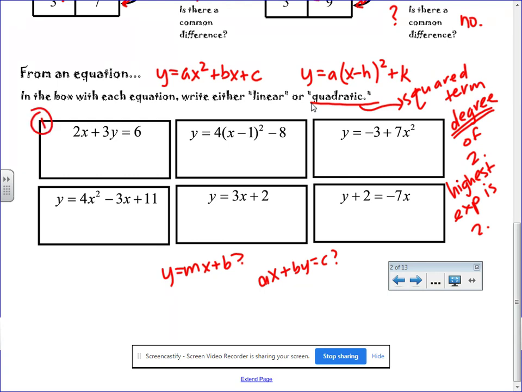So this one right here, number 1, 2x plus 3y equals 6. Does it have a squared term? No, it is not quadratic. It's actually written in standard form of a linear function, so that's linear.